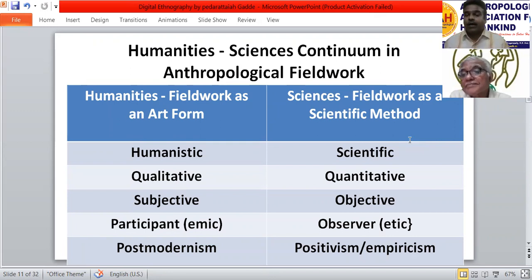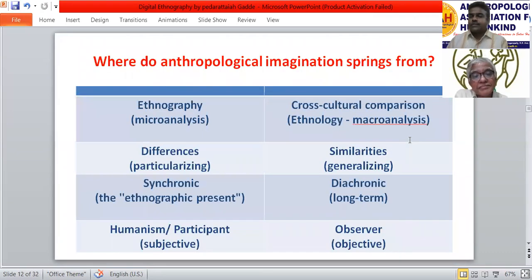We are more concerned about the local people's definitions, meanings, and the informants' perspectives. That's what is important. At the same time, positivism, empiricism, we try to bring. So it is a continuum. Balance can be brought. So where do anthropological imaginations spring from?